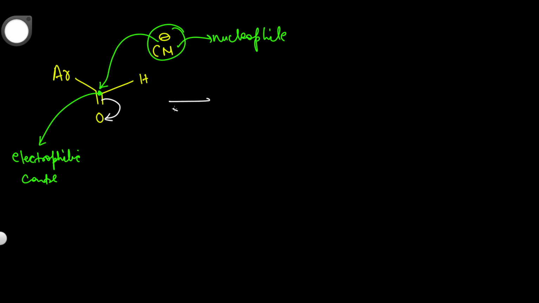You will get something like this, because the reaction is a reversible reaction, so we have to show the double arrow. Here is the O minus, here is the CN, let me simplify this, C triple bond N, and this is hydrogen.